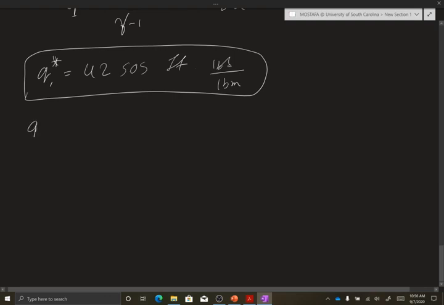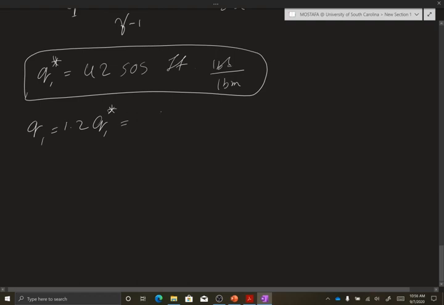But say the Q1 we have is 1.2 multiplied by this Q1 star. So it is higher. It doesn't really mean anything for your exit condition. Your exit condition is still choked, but you're going to get some spillage and backflow.